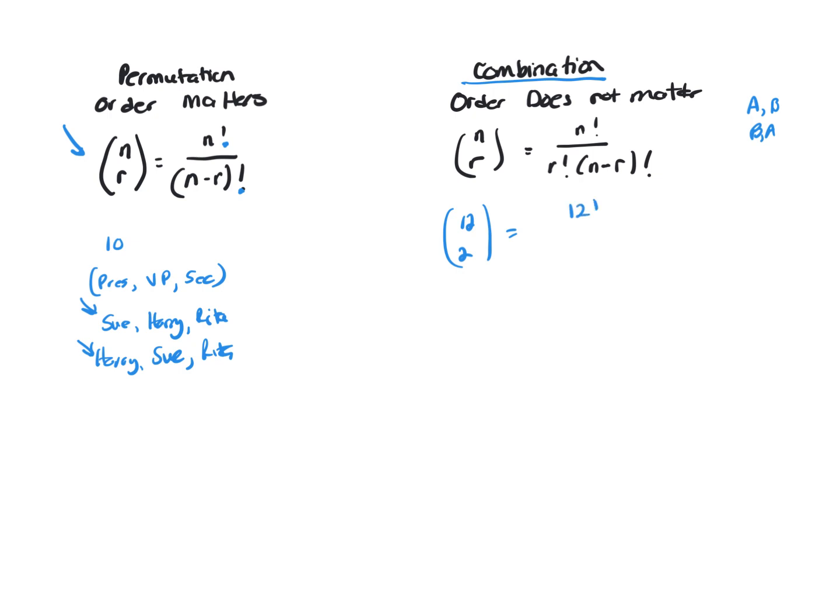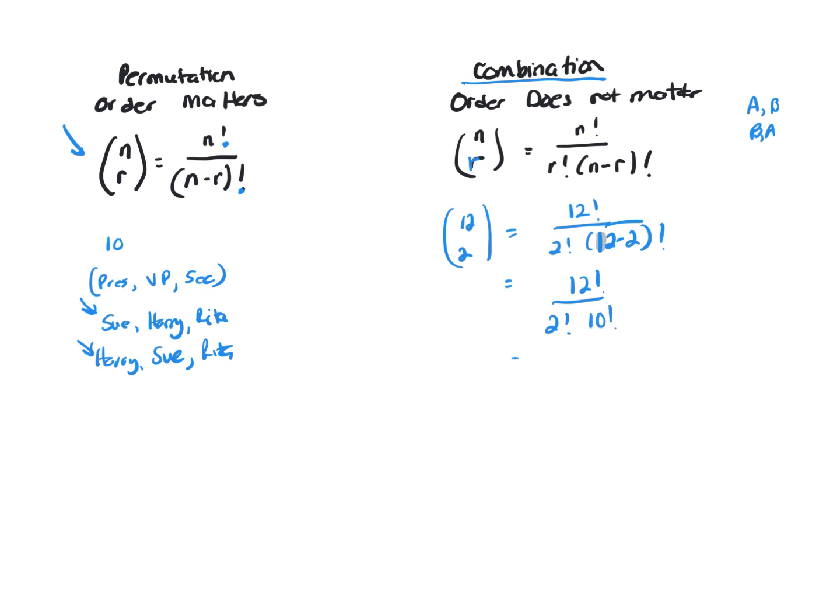And that'll be 12 factorial over, that's an R, by the way, if you can't read my writing, 2 factorial over 12 minus 2 factorial. So that's 12 factorial over 2 factorial times 10 factorial, since 12 minus 2 is 10.